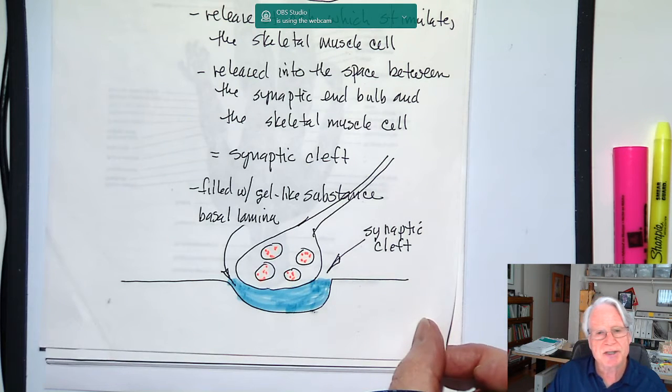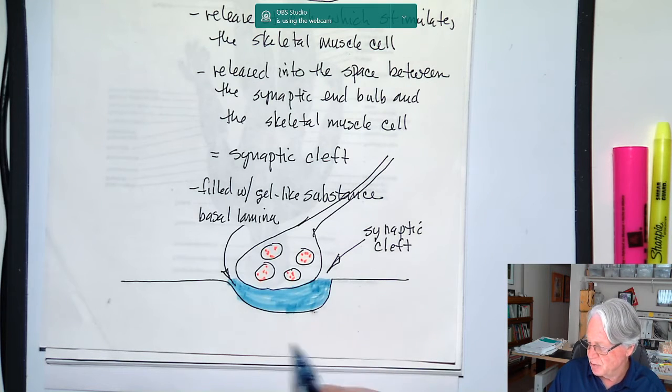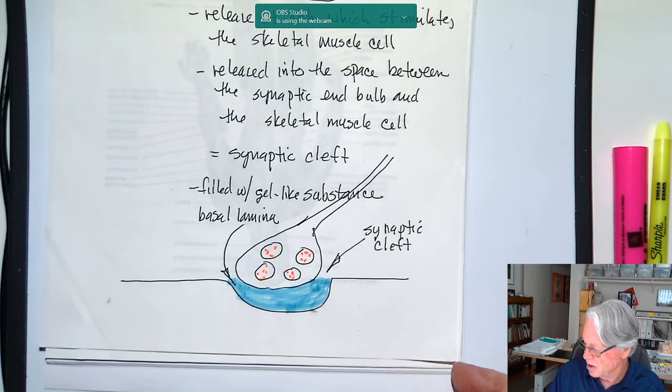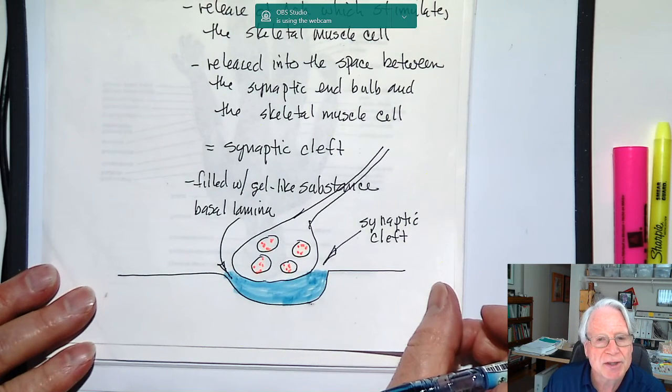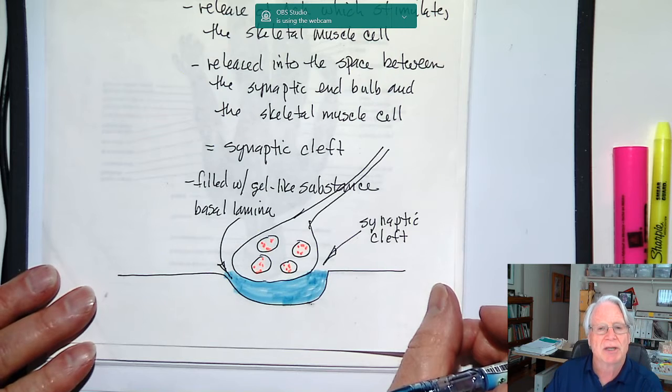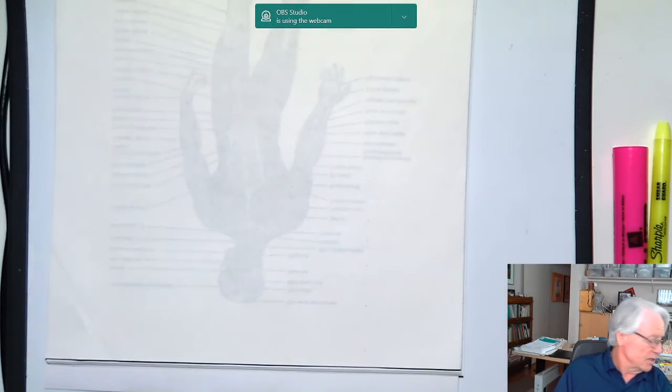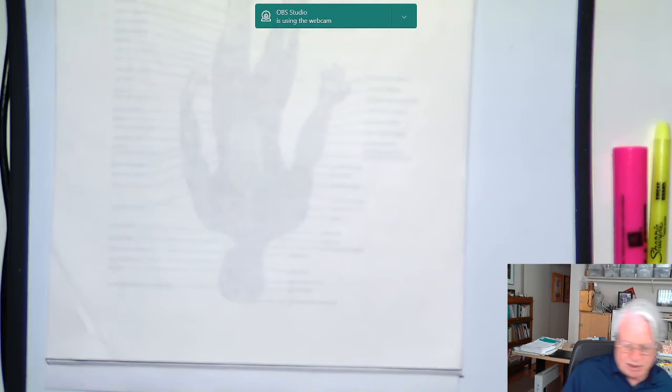Let's focus on the muscle cell now in this space that we're calling the neuromuscular junction. So we've described basically the neuron and the important structures that we will need to know about. Let's focus our attention now on the muscle cell and describe a little bit about what's happening there.